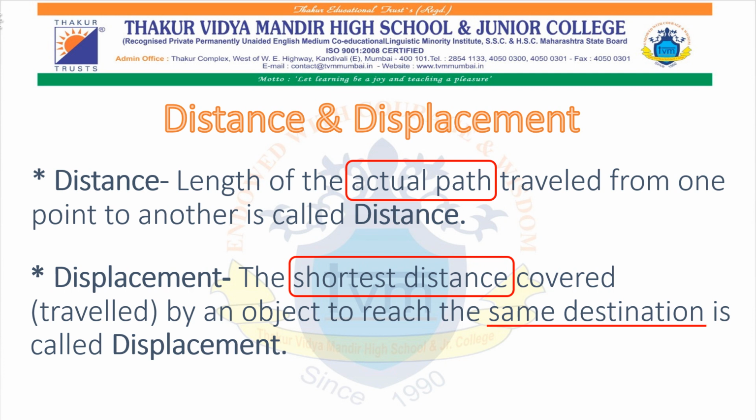So actual path means we are talking about total length, whereas in displacement we are talking about shortest distance but to reach the same destination. So here we have seen distance and displacement.